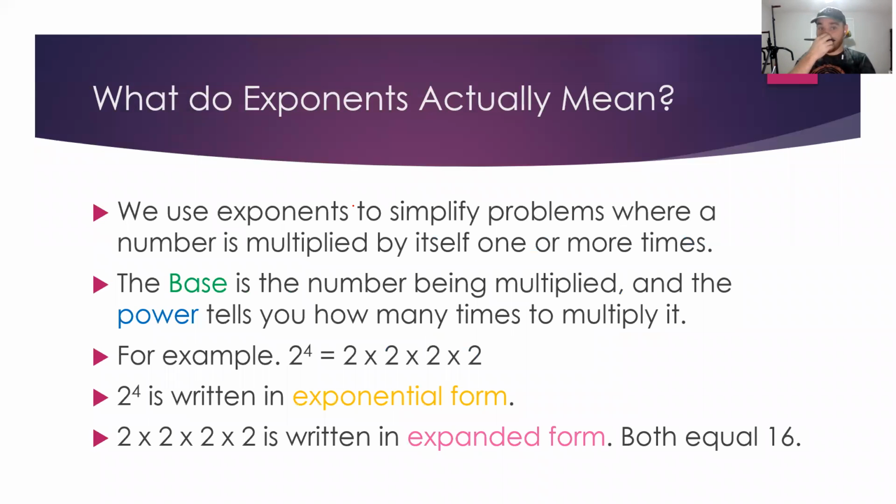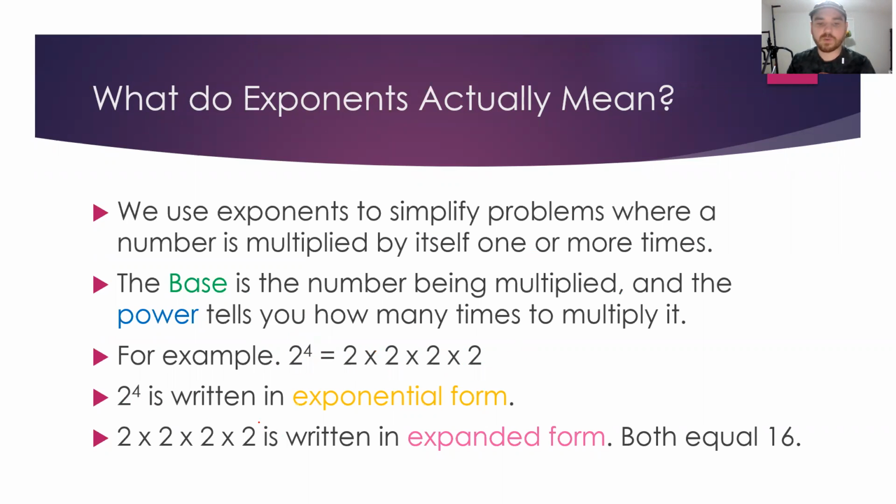Okay, so exponents are basically just telling us how to write a specific number that's being multiplied by itself multiple different times. So this is a lot of text, but basically what it tells us is the base, that's here, is the number being multiplied, and the power tells you how many times to multiply it. So the example here we have is 2 to the 4th. So what this means is we're going to take 2, that's our base, and we're going to multiply it by itself 4 times. That's our power. So we have 1, 2, 3, 4 2's. So 2 times 2 times 2 times 2.